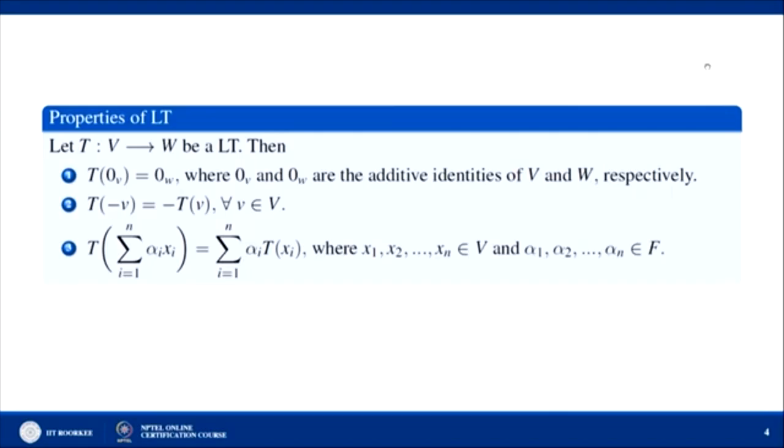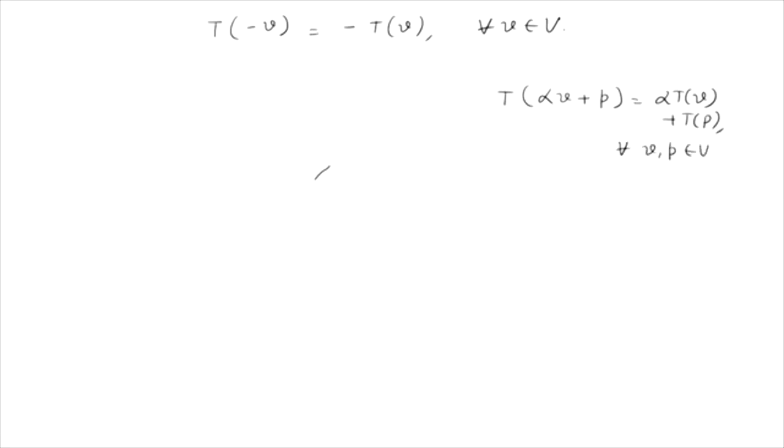The second property is T of minus V, where minus V is the additive inverse of V, always equals the negative of T V, that is, the additive inverse of T of V. Again, it is easy to show. We have to show that T of minus V is equal to minus of T V for every V in V. Now, we know that if it is a linear transformation, then T of alpha V plus P will be equal to alpha times T V plus T P for all V, P belonging to vector space V and for all alpha belonging to the field. This we already know. Now, you put P equal to 0 first. Since it is true for every P, it will be true for P equal to 0 also, where 0 means 0 of V. So, the left hand side T of alpha V will be equal to alpha times T of V plus T of 0 V.